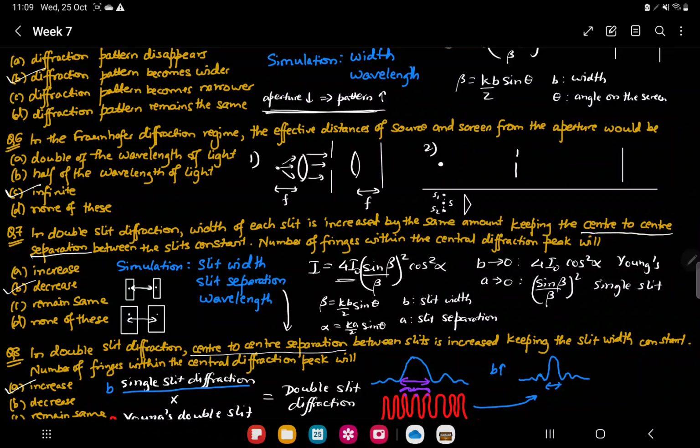In the Fraunhofer diffraction regime, the effective distances of source and screen from the aperture would be infinite. So the Fraunhofer regime is called the far field regime because the screen is placed very far away from the aperture. And this can be achieved by making use of lenses. If the source is kept at the focal plane of the lens, then we will get parallel rays out, and these parallel rays fall on the aperture, and after the aperture we place a lens and the screen would be at the focal plane of the lens.